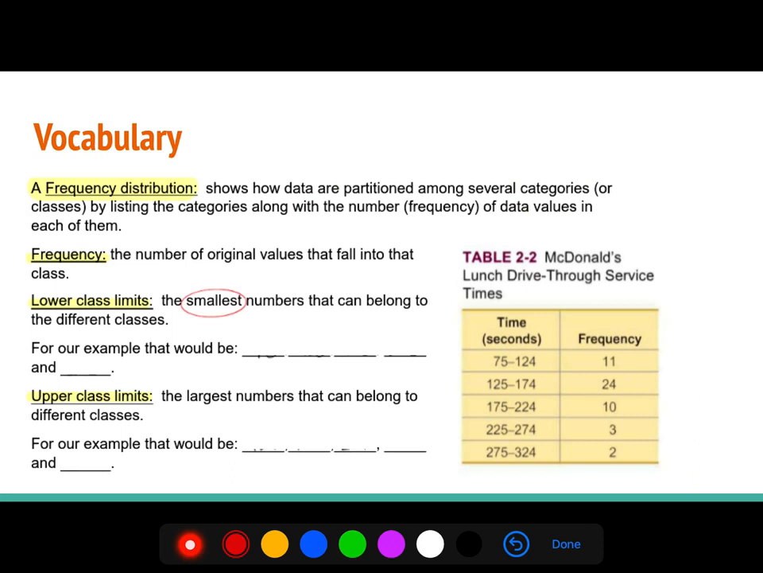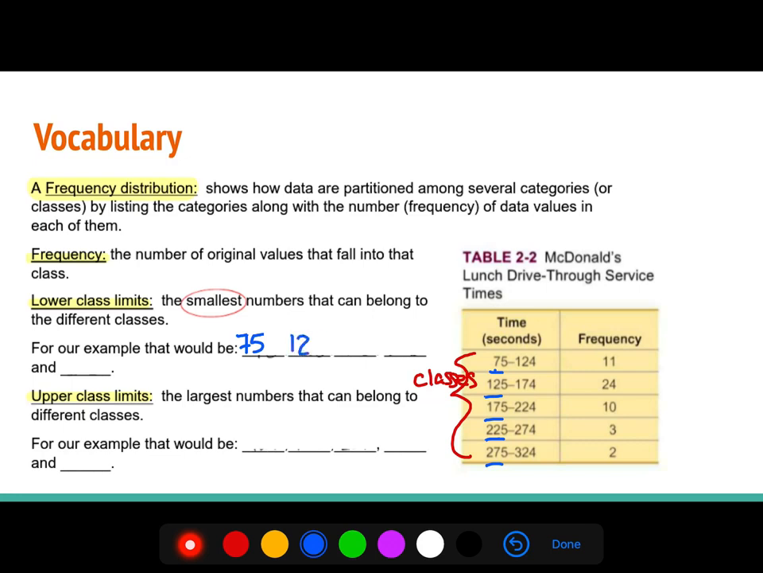So let's look at the class width, midpoints, class boundaries, and all that through some vocabulary. A frequency distribution shows how our data is partitioned among several categories, which we call classes, by listing the categories along with the number, or frequency, of data values in each of them. So these down this side are called the classes. Around the other side is the frequency in each one. Frequency is the number of original values that fall into that class.